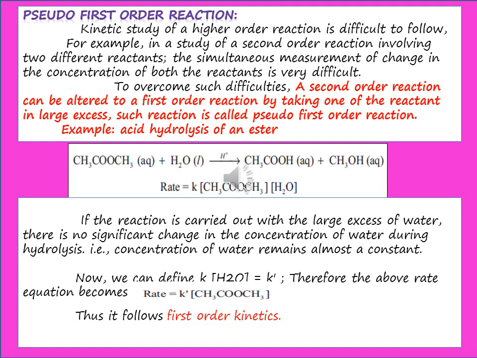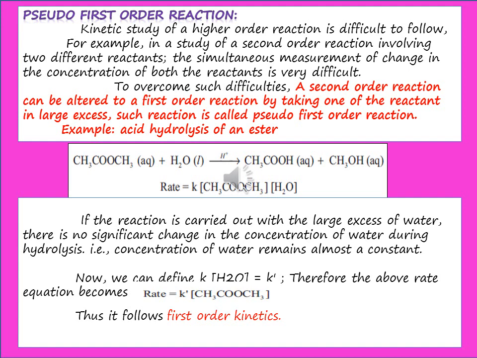How to convert a higher order reaction to first order reaction? We can convert a higher order reaction into lower order reaction by taking one or more reactants' concentration in excess. For example, a second order reaction may be converted to first order reaction by taking one of the reactant concentration in large excess. If you consider the reaction between ester and water, that is ester hydrolysis in the presence of mineral acid, ester hydrolyzes to give acetic acid and ethanol. We'll take methyl acetate. It hydrolyzes to give acetic acid and methanol.